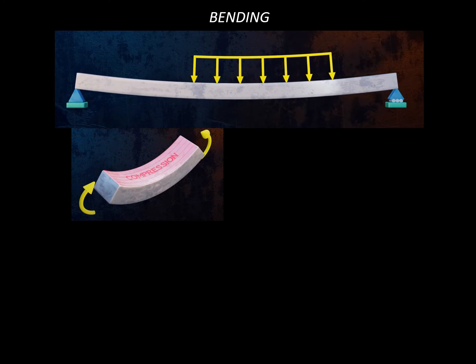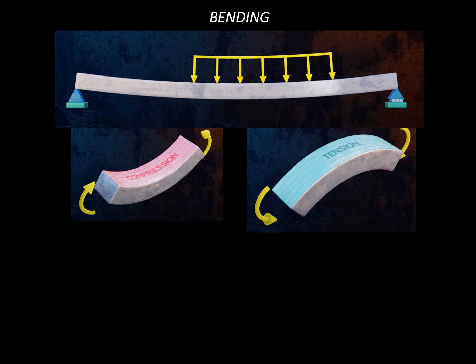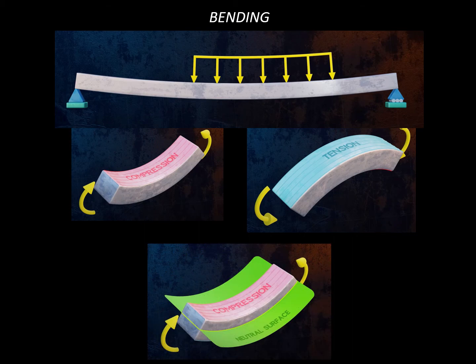Because the top section is being compressed and the bottom section is loaded in tension, it's being pulled apart, there has to be a region right in the middle where the wood is not being compressed or loaded in tension. This is called the neutral surface. So here the fibers are not experiencing this bending stress.